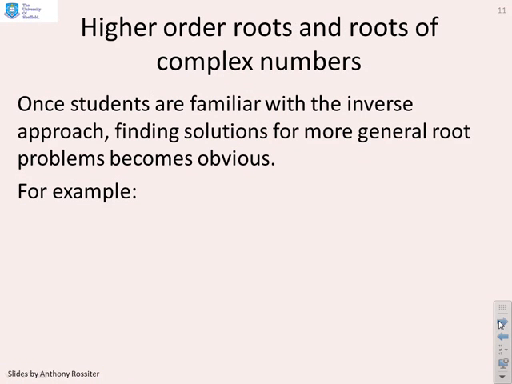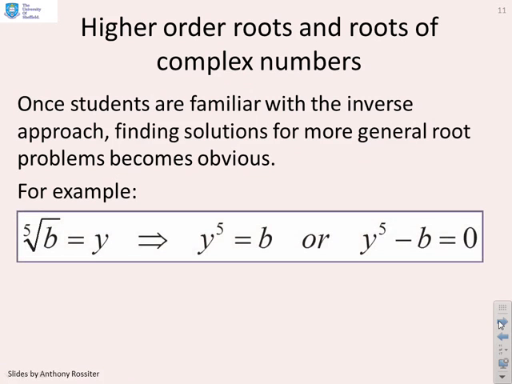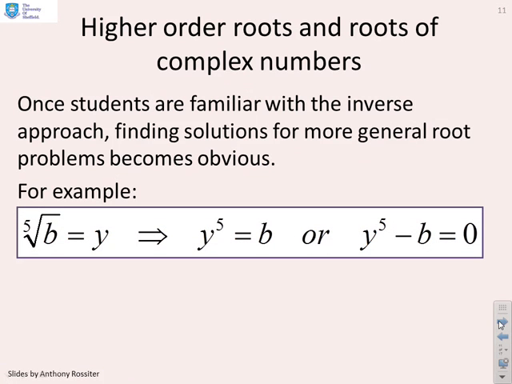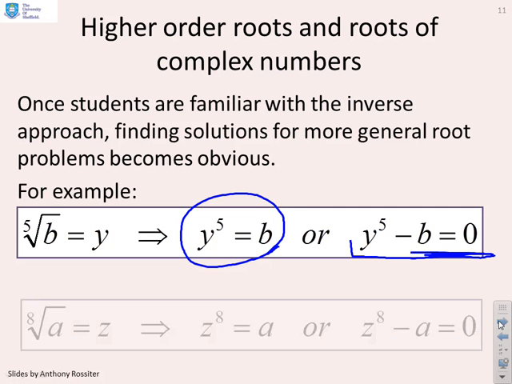Okay, what about higher order roots and roots of complex numbers? So we've done roots of positive numbers, roots of negative numbers, but what about roots of complex numbers? Now, let's say for example you wanted to solve the fifth root of b and put that in y. And what I'm suggesting is it's easier to solve y to the 5 equals b. I find a value of y such that when you put it to the fifth power you get b. Or you can treat it as a polynomial problem, which we're not really doing today.